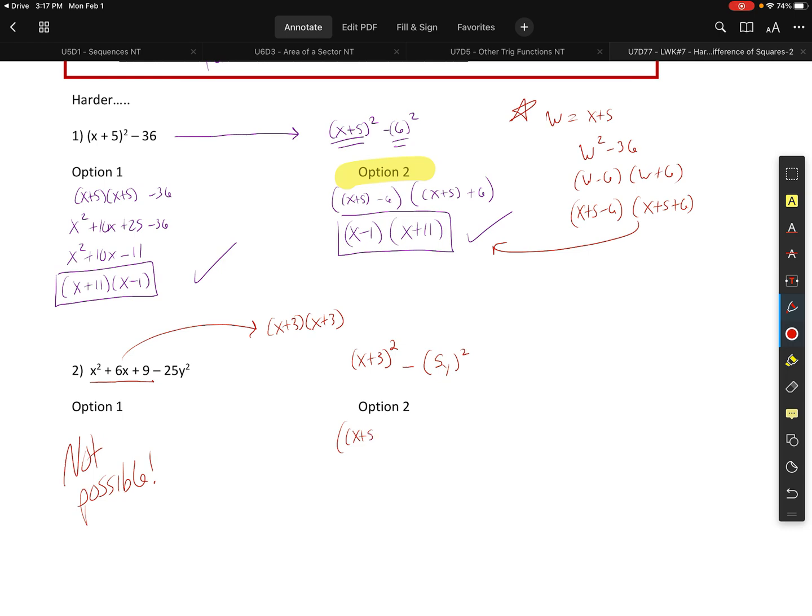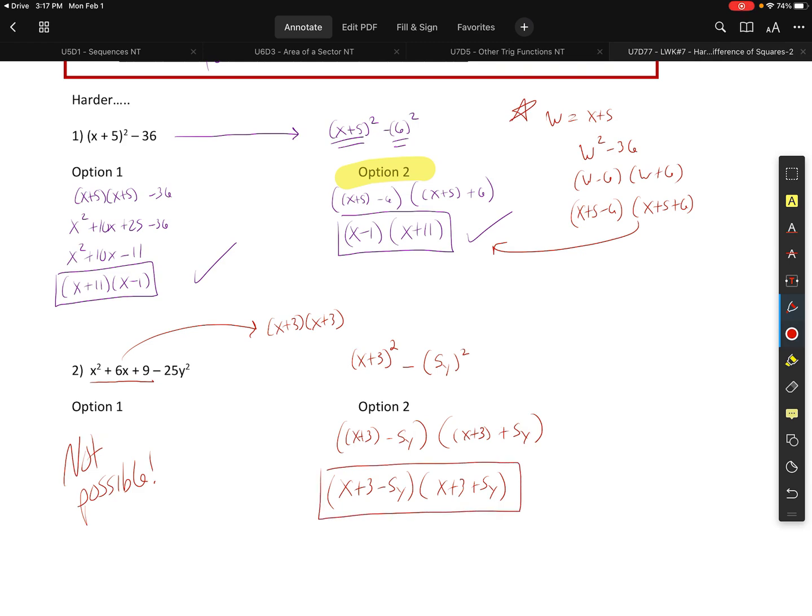X plus 3, x plus, I wrote a 5. X plus 3, no, I gotta highlight, I'm a mess. I'm losing it. X plus 3 minus 5y, x plus 3 plus 5y, x plus 3 minus 5y, x plus 3 plus 5y. Nothing to combine here, but there we have it.